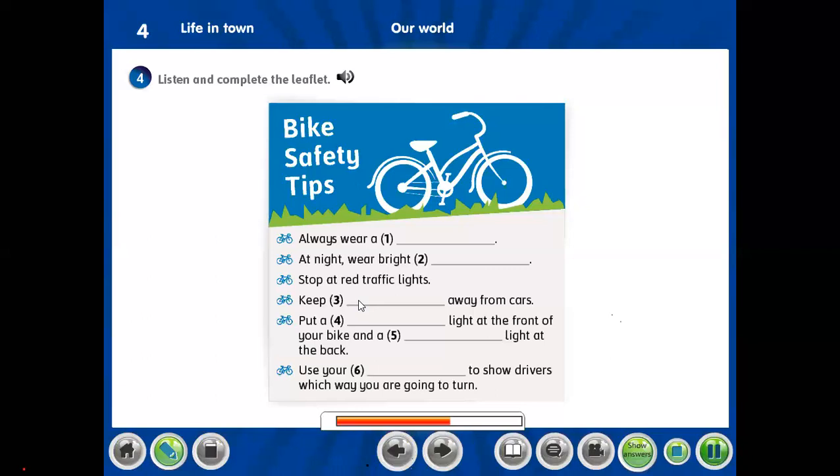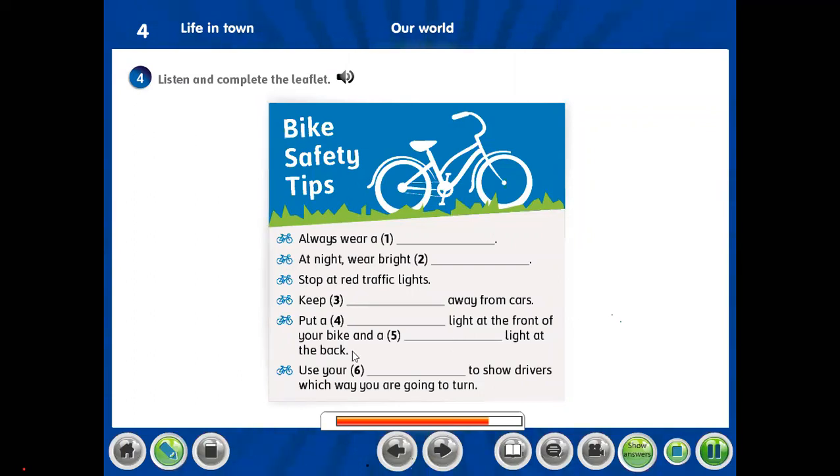Is it half a meter? No, it isn't. We must ride 1 meter away from cars. Next question. What must we have on our bikes? We must have a white light at the front and a red light at the back. These help drivers see us.